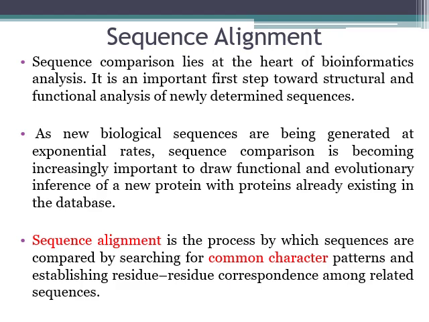In case of a DNA sequence, the residues are nucleotides, and in case of a protein sequence, the residues are amino acids. So you try to figure out whether there is a match or mismatch among those residues. In this way, you establish residue to residue correspondence. Once you finish through the entire length of the sequence, you get the common character pattern among those sequences. And this is called sequence alignment.